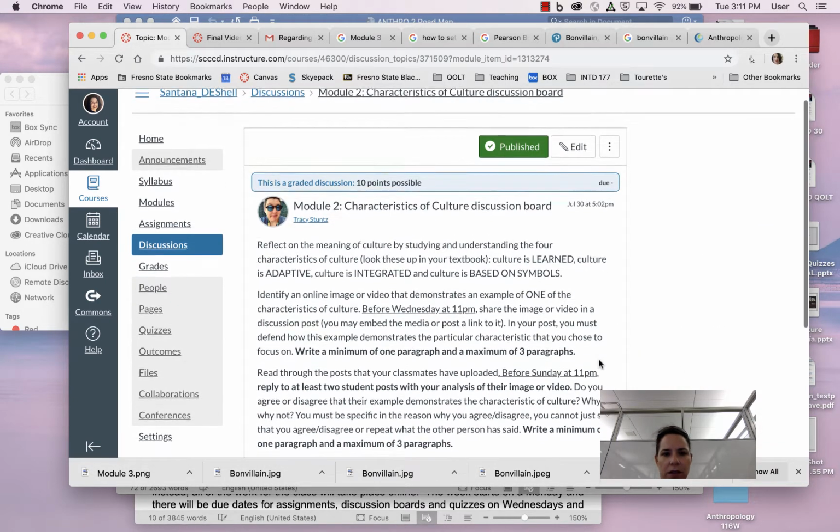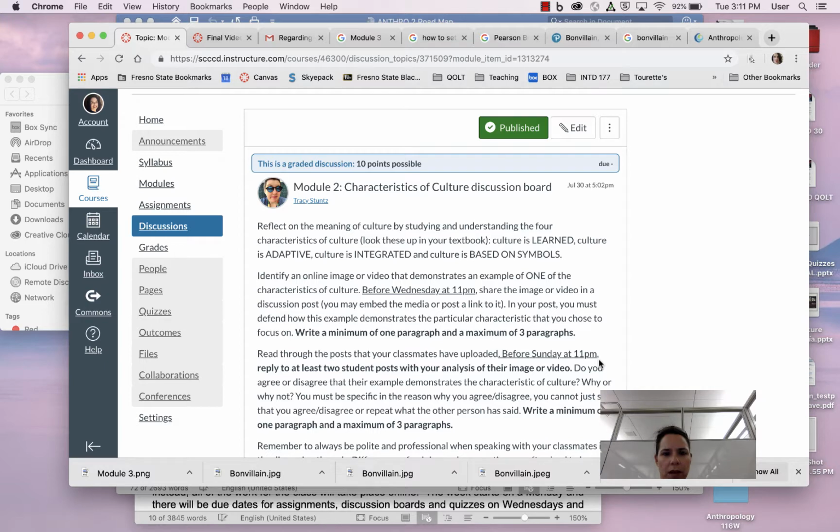Okay, so here's the discussion board, and it has instructions that are very well delineated. Reflect on the meaning of culture by studying and understanding the 4 characteristics of culture. It says look these up in your textbook, but these are it. Culture is learned, culture is adaptive, culture is integrated, and culture is based on symbols. They need to go in the textbook, because they need to see what this actually means.